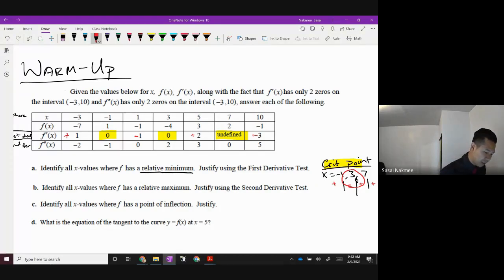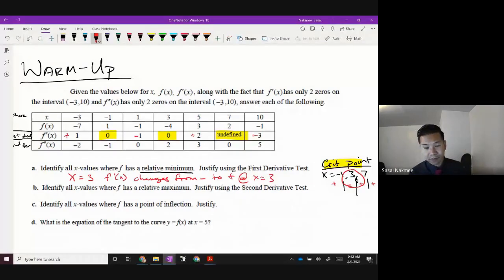So where do I have a relative minimum? I have a relative minimum at x equals 3, right? Because the derivative changes from negative to positive at x equals 3.